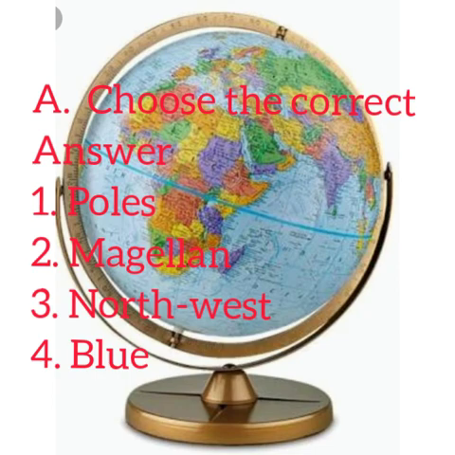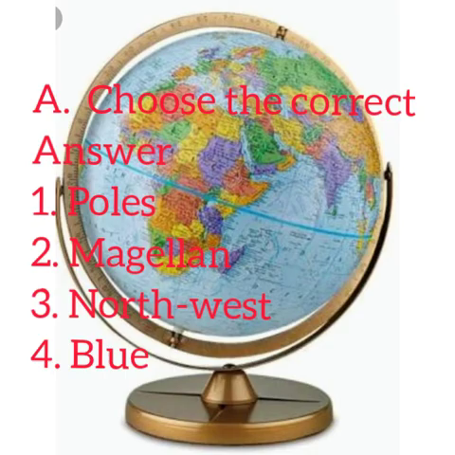Section A, choose the correct answer. The first answer is poles. So poles are the extreme north and extreme south of the earth. And the second answer is Magellan. The great sailor undertook the sea voyage to prove that the earth is round.